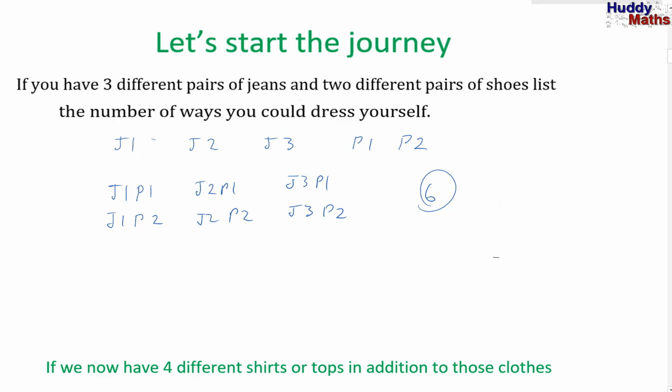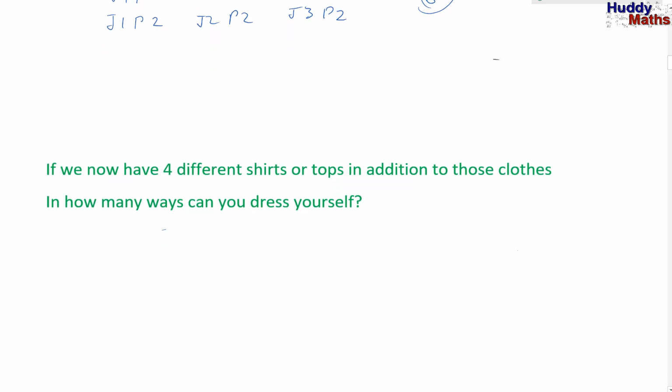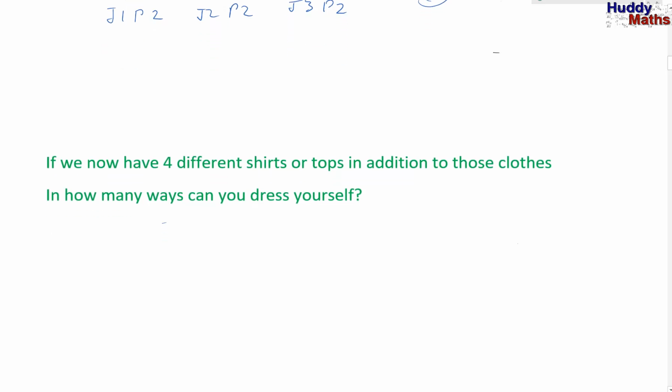Okay, so this is going back to listing and adding them all up, or counting them all. Well, we said that wouldn't work too well with our Lotto problem, so we might have to work harder on that. Let's do something else now. If we make the problem bigger, we now have 4 different shirts or tops in addition to those clothes. In how many ways can you dress yourself?